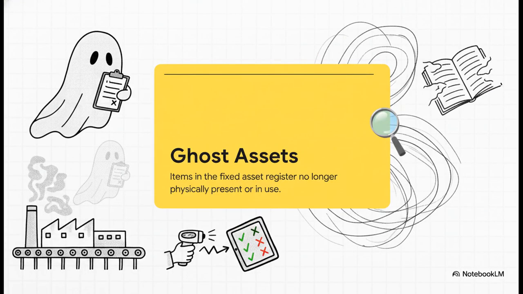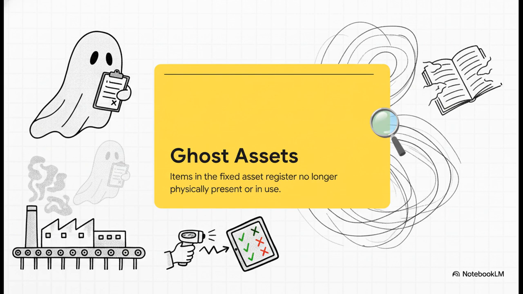To nail this answer, we first need to define the problem for them. Ghost assets are pretty much exactly what they sound like: literal apparitions haunting your balance sheet. Basically, these are items officially recorded in the company's fixed asset register, your subledger, that are just no longer physically present, located, or in use by the business. Usually, they pop up during a regular physical inventory count.